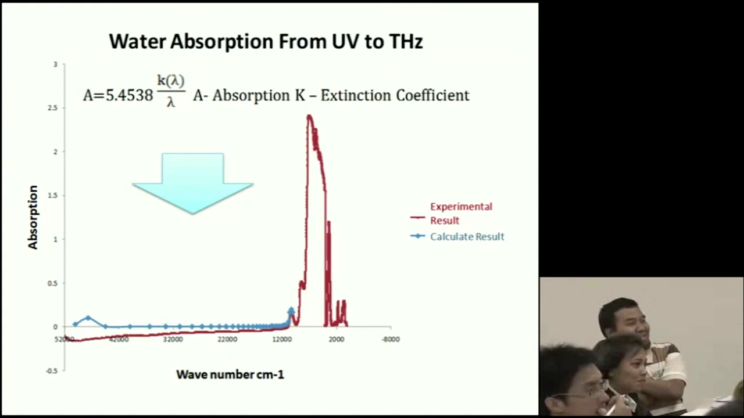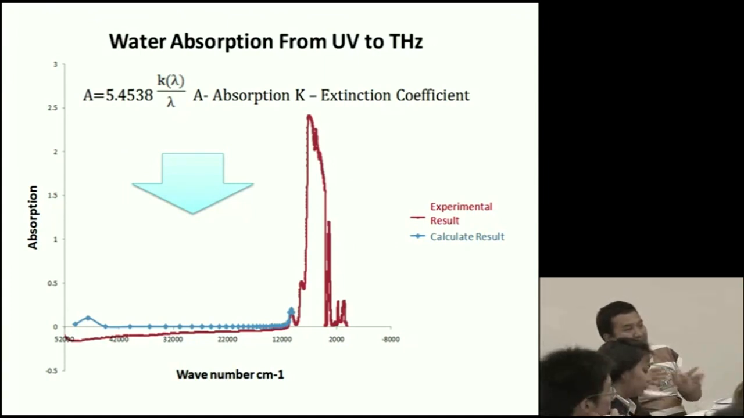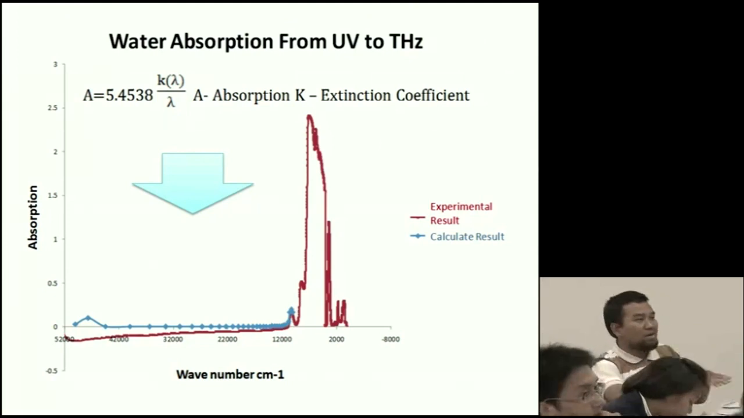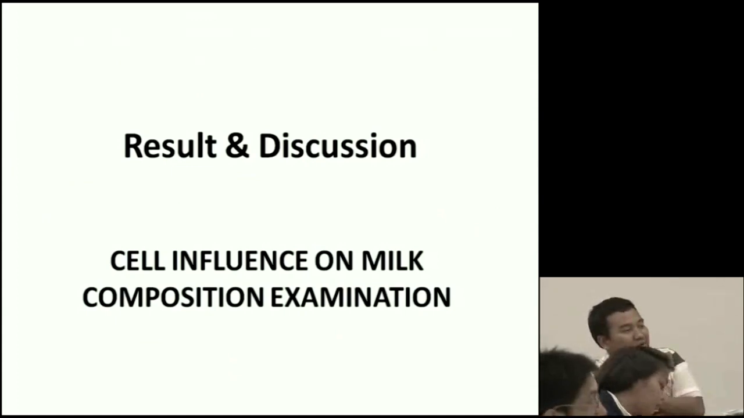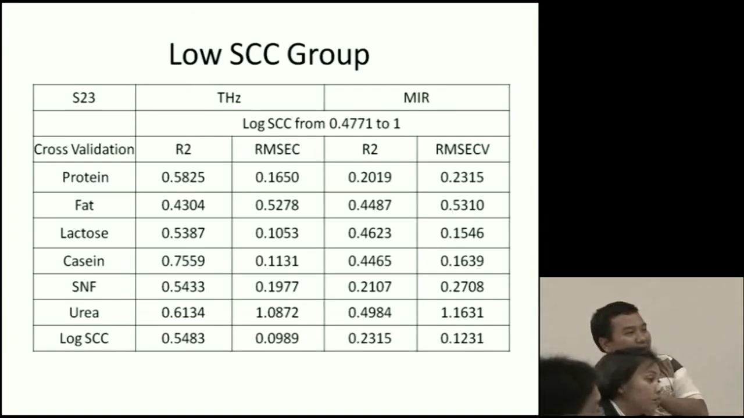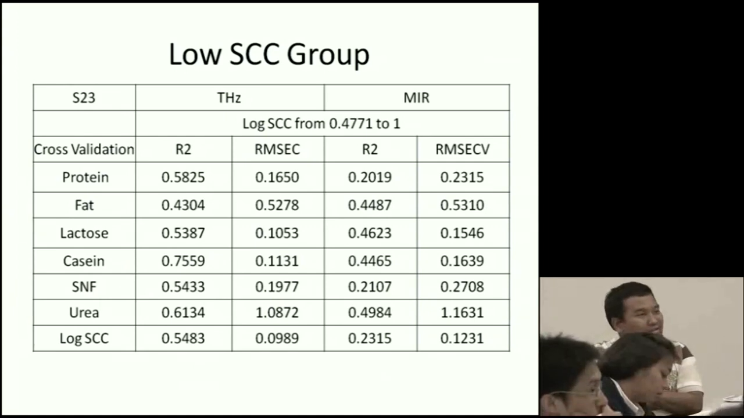Because you separate low and high SCC, we can conclude by that separation that, for example, for low SCC the ability of terahertz may be almost the same as mid-infrared. But if you combine all, the equation will be decreased. Because you mentioned the influence of cells. Okay. But I didn't see that, and I think that's the most important one.